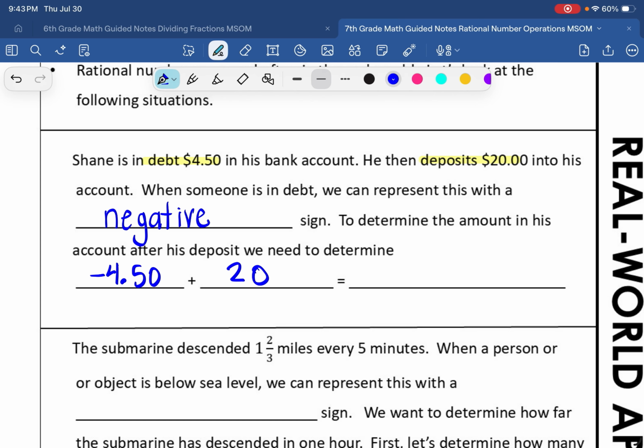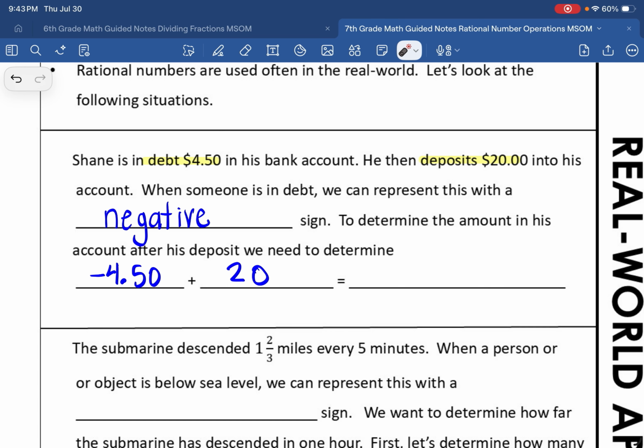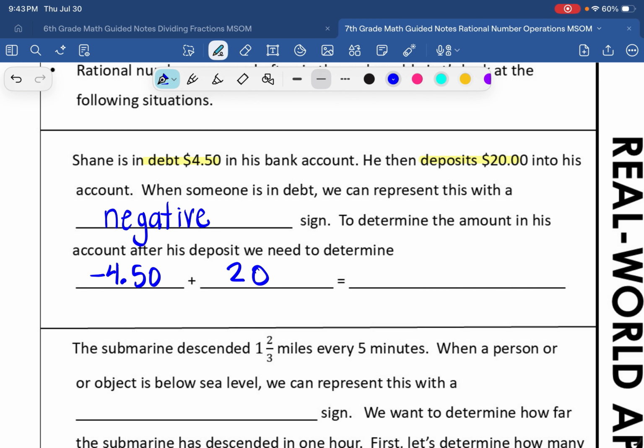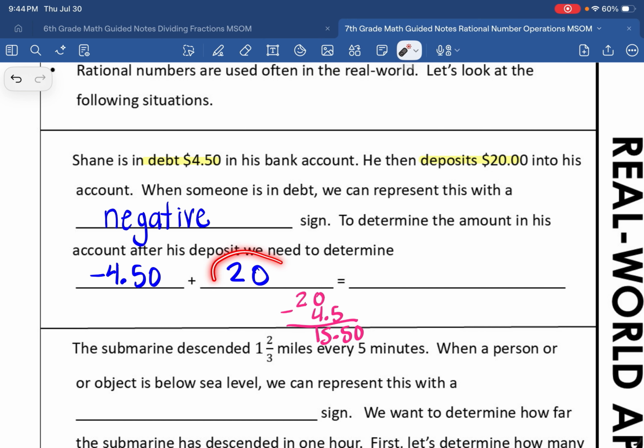Now I look at these and I notice this one's positive, this one's negative. So I'm simply going to subtract them. I'm going to go 20 minus 4.5, lining up my decimals, and that will give me 15.5. And since 20 is bigger than 4.5 and 20 is positive, my solution will be positive.